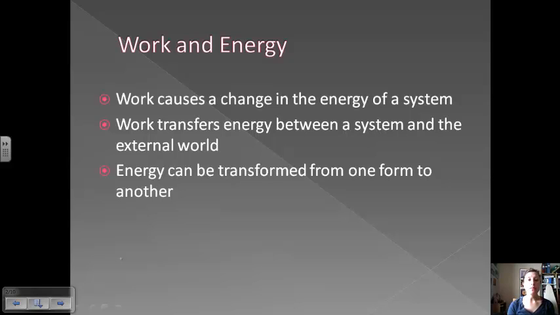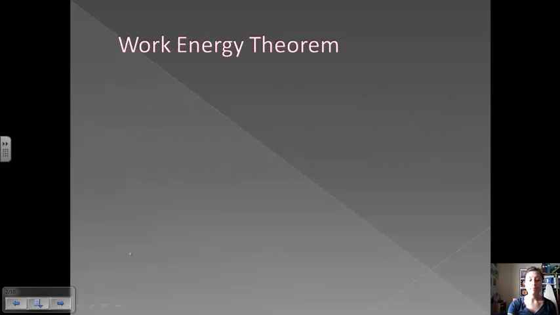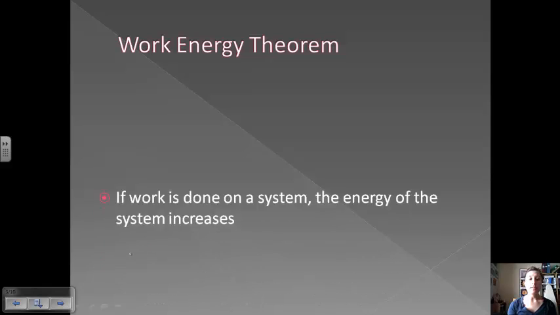So the main forms that we're going to discuss are kinetic and potential energy, but we can also have heat and other forms of energy as well. So energy is always just transformed because it is conserved, and so it's never lost completely, it just goes to a different form. We know that work and energy are related through the work-energy theorem.